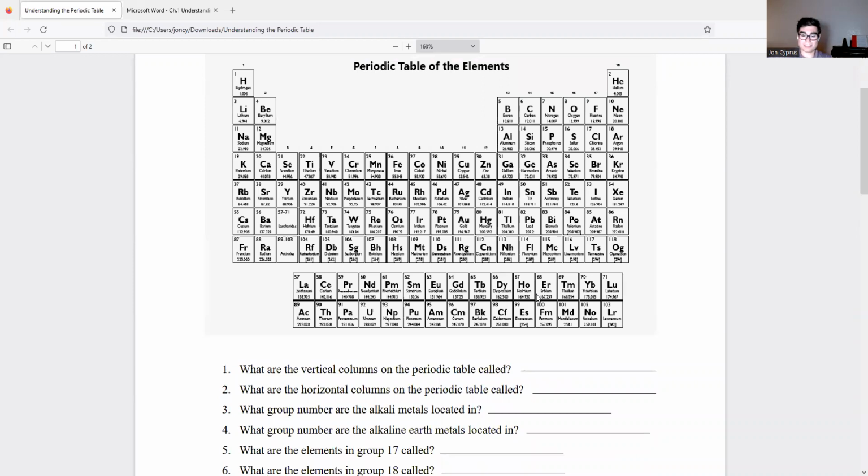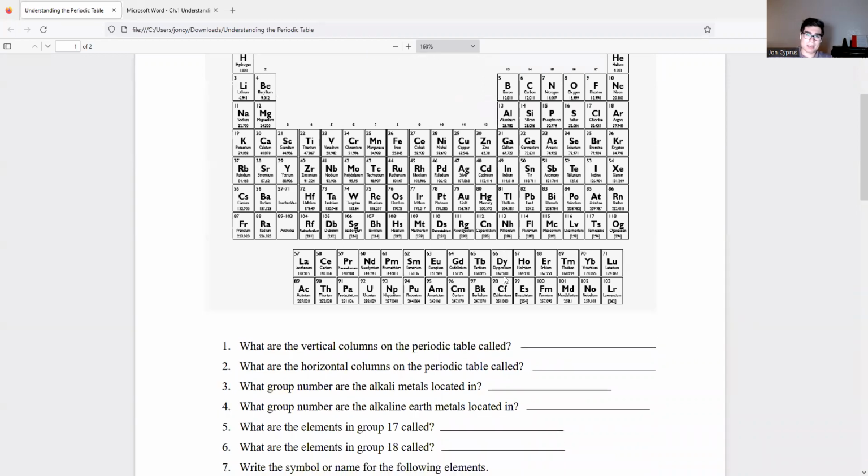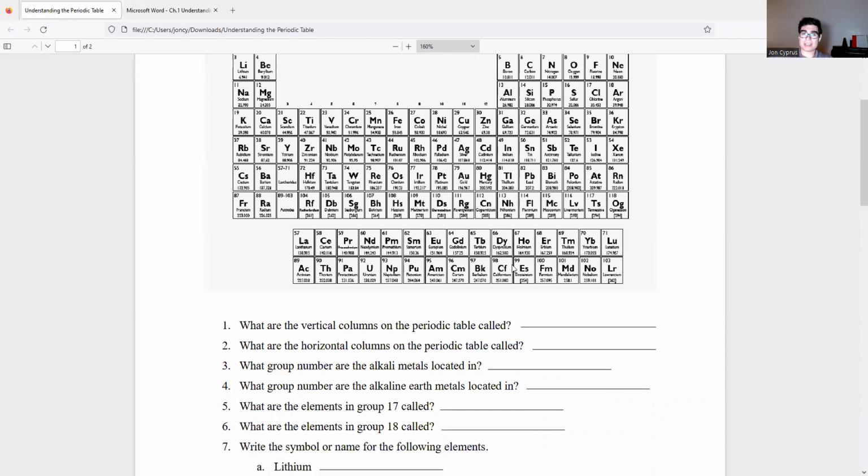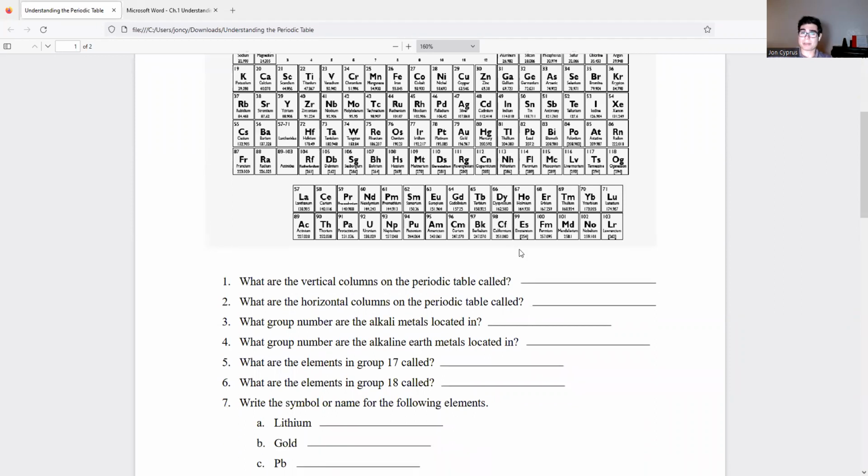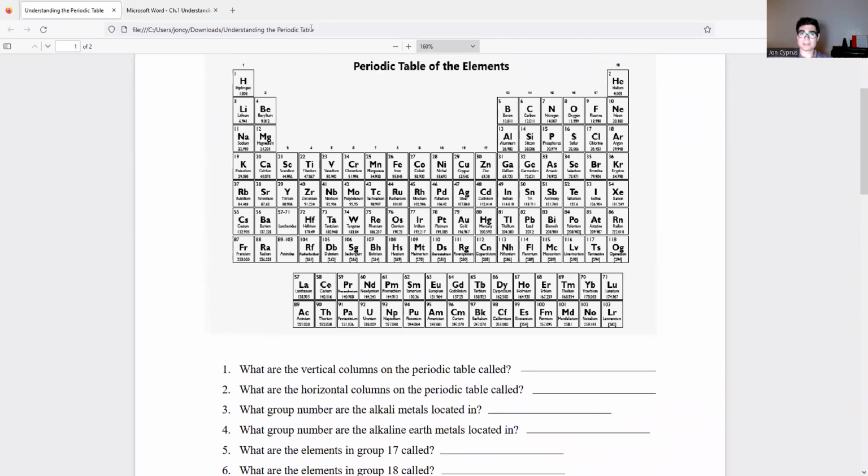Okay, so for this one, the first question asks, what are the vertical columns on the periodic table called? So we call these vertical columns, like that, groups. So the answer is going to be groups. This worksheet is kind of about labeling the periodic table.